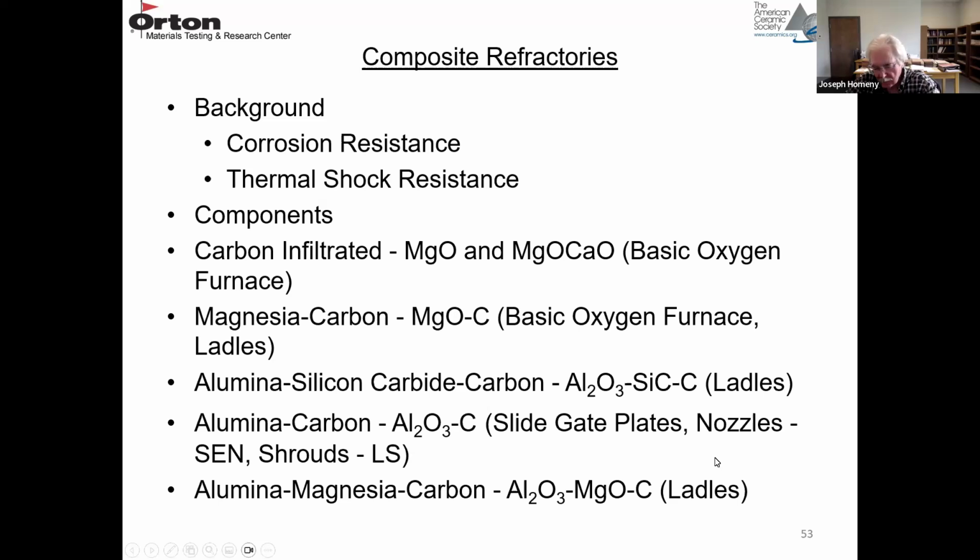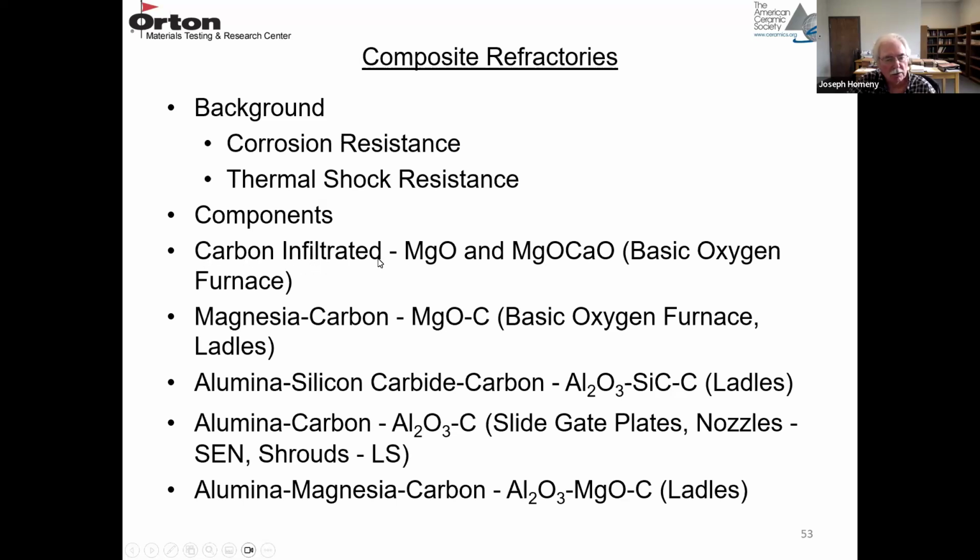Good morning. We're in the middle of composite refractories this week. And on Monday, we went over some background material for corrosion resistance and thermal shock resistance. And we went over all the components of these materials. So today I want to go over these compositions, carbon infiltrated, magnesia, and dolomite.